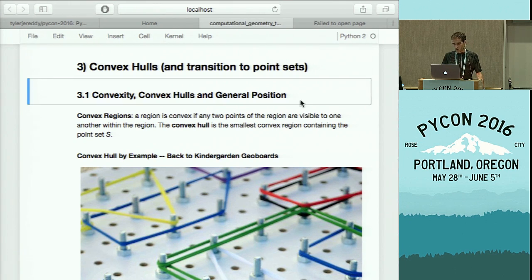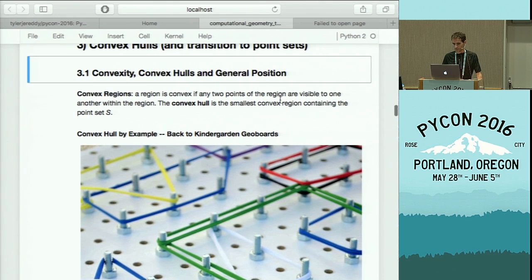So to define the convex hull, it makes sense to define convexity. Again, I think this is a concept that makes intuitive sense to most people. It's basically a region is convex if any 2 points in that region can see each other. So you can connect those 2 points with a straight line that doesn't exit the polygon.